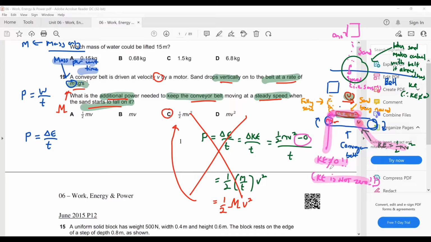But this part here, you cannot say that KE is 0 because the KE is not 0 in the first place. When it falls onto the belt, it already has a speed. Okay, so it has a speed already. Its KE is not 0.